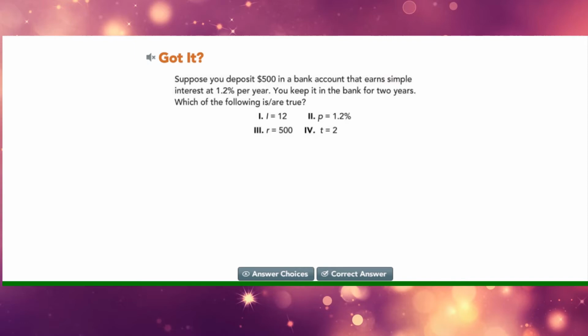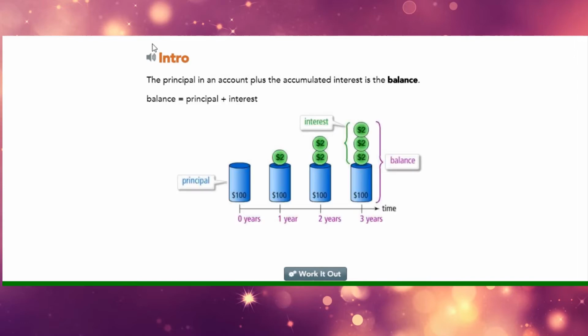Suppose you deposit $500 in a bank account that earns simple interest at 1 2/10% per year. You keep it in the bank for 2 years. Which of the following is or are true? The principal in an account plus the accumulated interest is the balance.